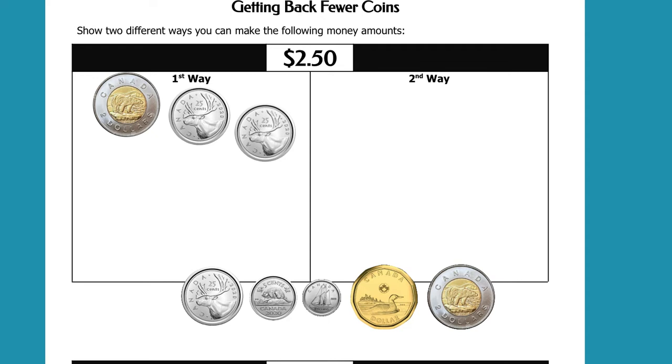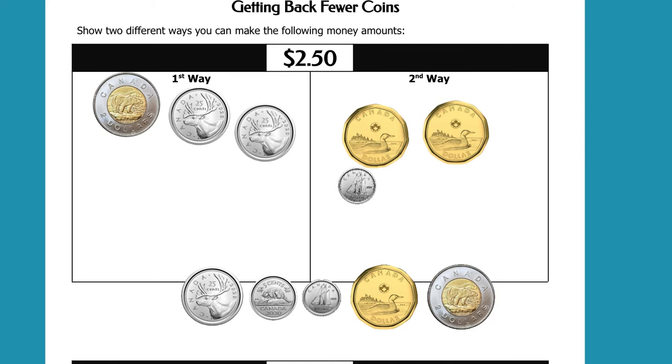And now for a second way, we might want to use 2 loonies. And maybe for this one, to make up the 50 cents, we'll use some dimes. So we'll use 5 dimes. Sorry, mine don't seem to be dragging and dropping very well. Hopefully yours go a bit better. There we go. So we've got our 5 dimes there. So that's another way we could make $2.50.